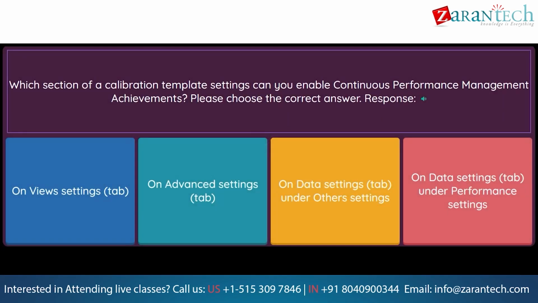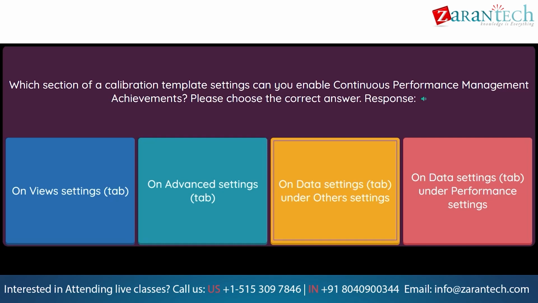Question: In which section of a calibration template settings can you enable continuous performance management achievements? Please choose the correct answer. Response: Option 1, on View Settings tab. Option 2, on Advanced Settings tab. Option 3, on Data Settings tab, under Other Settings. Option 4, on Data Settings tab, under Performance Settings.